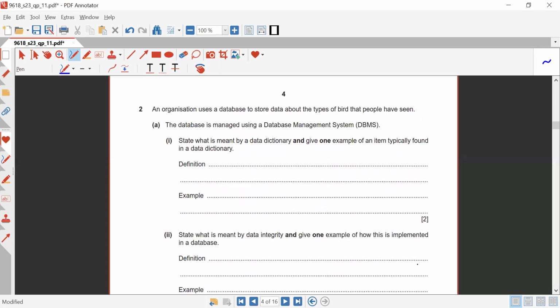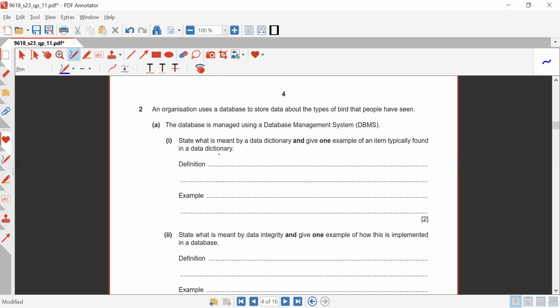I'm sorry about that. Okay, now coming towards question number 2. What does question number 2 say? It says an organization uses a database to store data about the types of bird that people have seen. The database is managed using a database management system, DBMS. State what is meant by the data dictionary and give one example of an item typically found in a data dictionary.